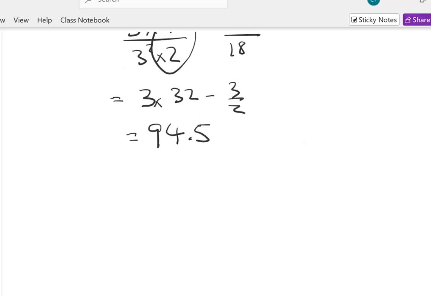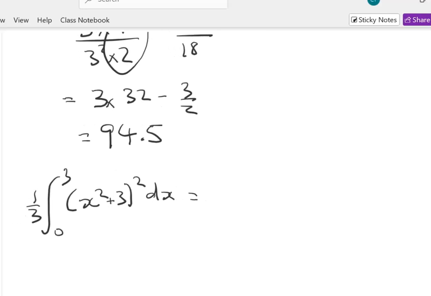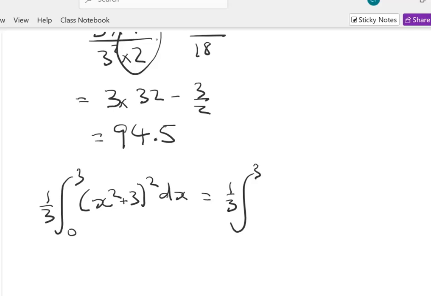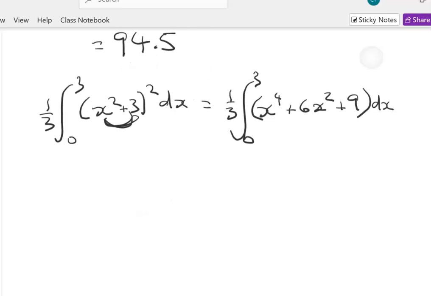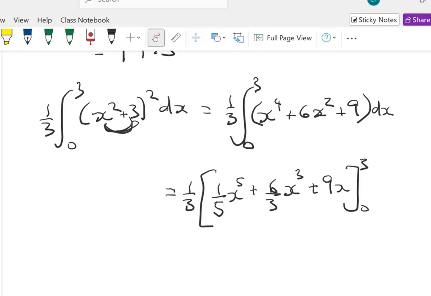Right, now quickly doing the next bit, which is just the integral of f of x. So it's going to be (x squared plus 3) squared dx. Well, I decided the fastest way to do this one was just to expand it out because it's not too bad. And then the integration is at level 2 level. So it's going to be x to the power of 4 plus 6x squared, this times 2, plus 9 dx. Working that through gives me 1/3 of 1/5 x to the power of 5 plus 6/3 of x cubed plus 9x between 0 and 3. And of course 6 over 3 is just 2.